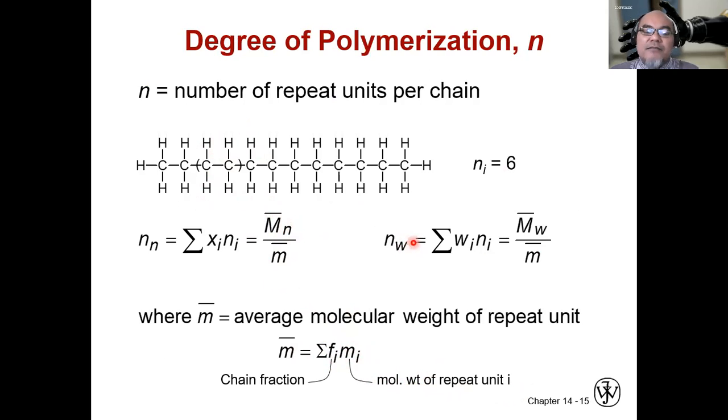If we calculate the degree of polymerization based on weight average, it's like this: from sigma of the weight fraction of a particular molecule of polymer that has ni degrees of polymerization. This equals the weight average molecular weight, Mw, divided by the average molecular weight of the repeating unit. This is calculated by sigma of Fi, the chain fraction, times Mi, the molecular weight of that repeating unit i.